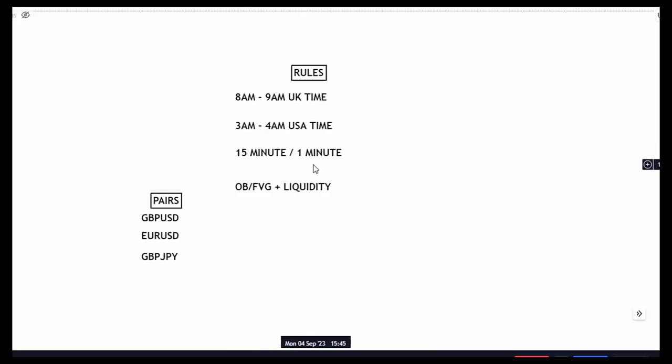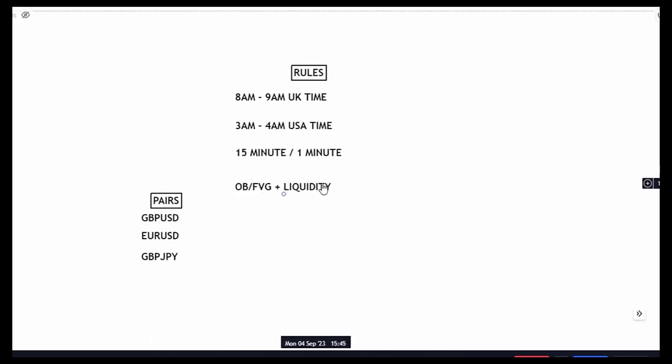What we are going to be looking for is order block, fair value gap plus liquidity. If you haven't watched my video on order block, fair value gap and liquidity, you can check the description of this video or check the right corner of this video. I will leave a link to the video so that you're able to understand what fair value gap, order block and liquidity are.